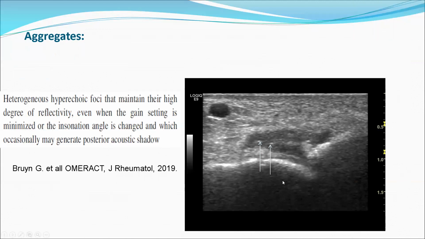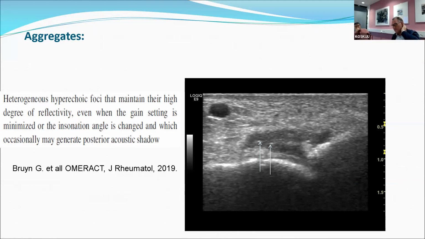Here, that maintain their high degree of reflectivity even when the gain setting is minimized, or the insonation angle is changed, and which occasionally may generate posterior acoustic shadowing. So aggregates are white spots in the tophus.